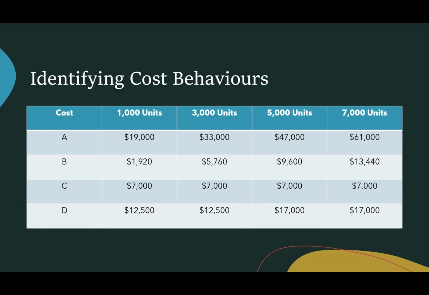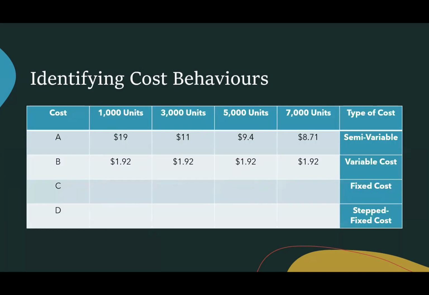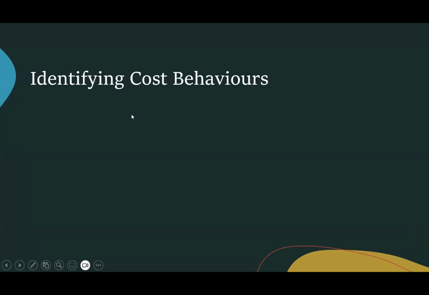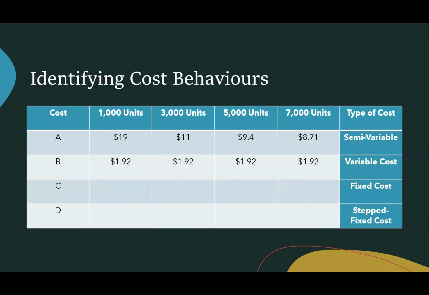So that is an example of a step fixed cost. But for the first two, what you have to simply do is divide it. So what I'm going to do is 19,000 divided by 1,000. So you get 19. And likewise, if the cost per unit is going down, this is considered to be your semi-variable cost. But if the cost per unit is constant, we consider it to be your variable cost.